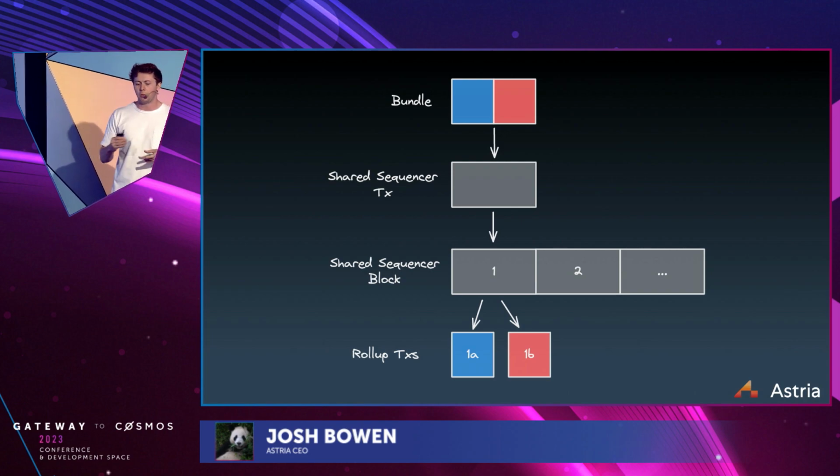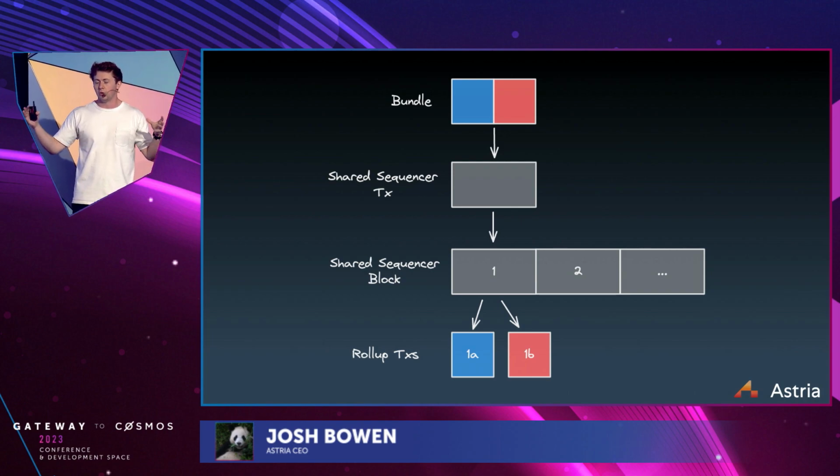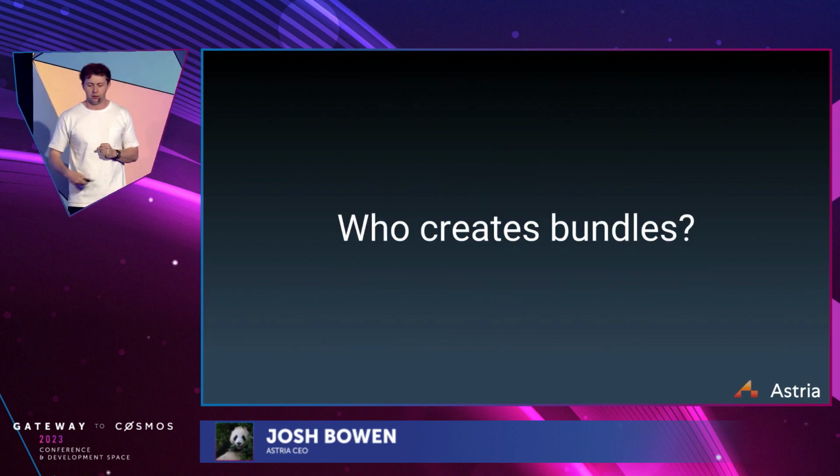The shared sequencer block would then consist of a chain, or rather a series, of these shared sequencer transactions. And then when the rollup wants to actually execute this, right, that last step from the earlier diagram, they will pull out the relevant transactions from the transaction within the shared sequencer, right?